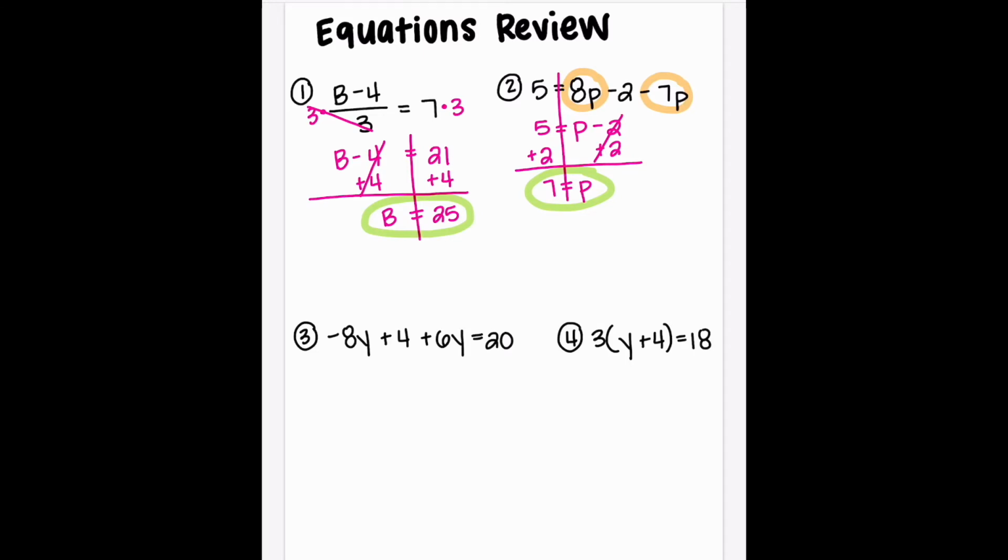Number 3. Again, we don't have any parentheses, so we're going to move on to combine like terms. On the left, we have negative 8y and positive 6y are like terms. So we can combine them. Negative 8 plus 6 is negative 2. And we'll bring down the plus 4, the equal sign, and the 20.